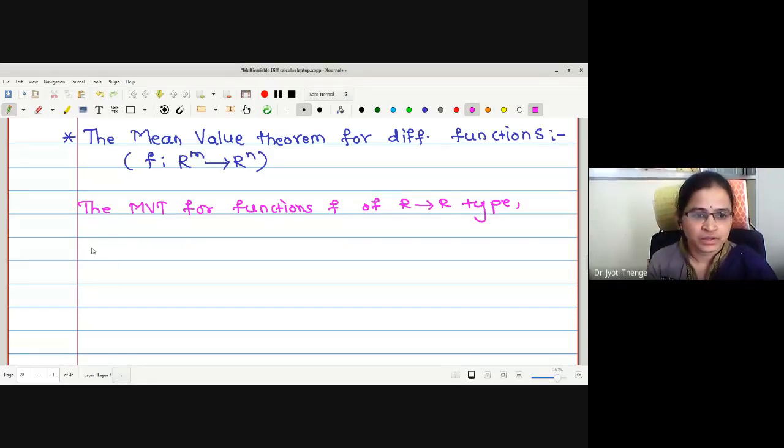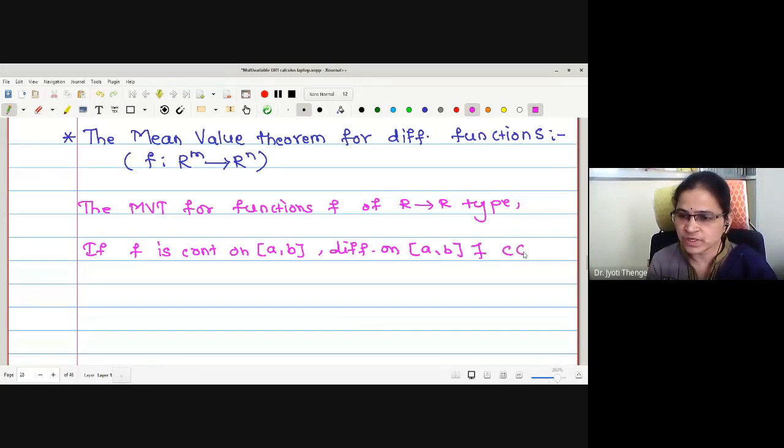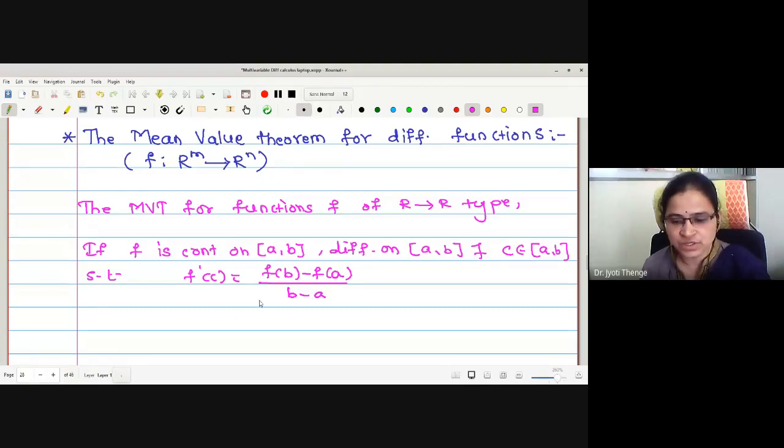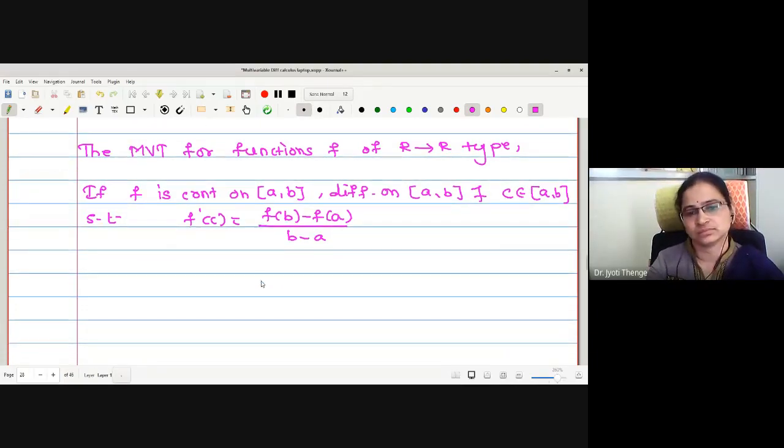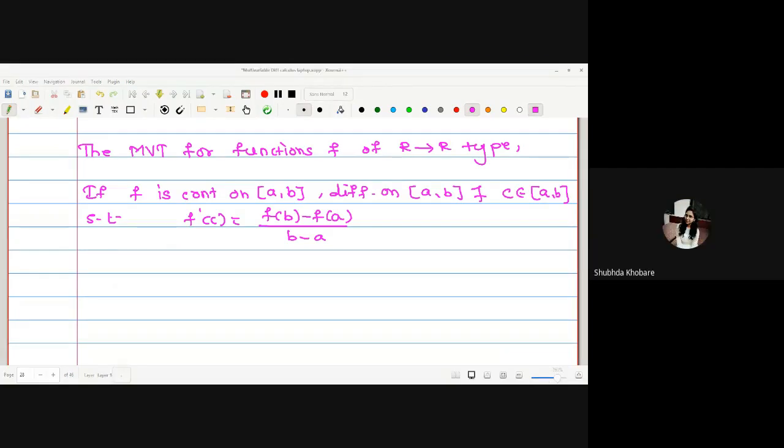If f is continuous on the closed interval AB, differentiable on the open interval AB, then there exists a point C in the interval AB such that, what such that? F dash of C is equal to FB minus FA upon B minus A. Yes, have you seen this result or not? Yes, ma'am.